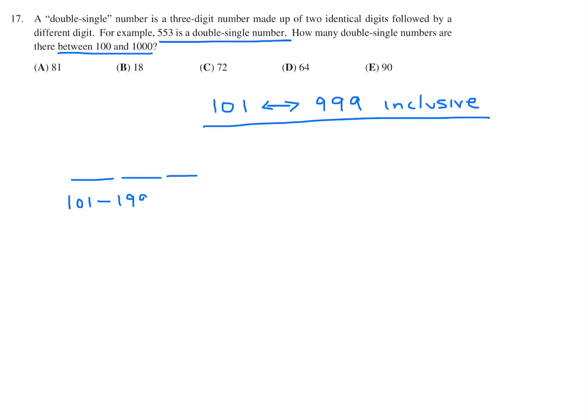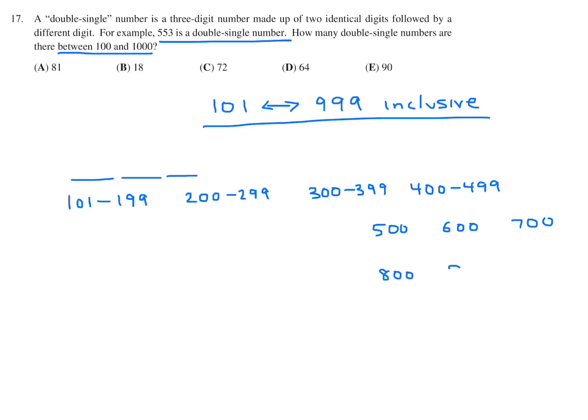So 101 to 199, okay? And then so on like that, 200 to 299, 300 to 399, and then you probably will get a pattern pretty quickly. So you certainly won't have to do all of them. So you got the 500s, the 600s, the 700s, the 800s, and then the 900s. Those kinds of numbers in those categories.